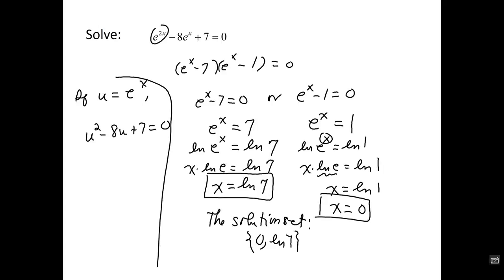If you like, you may use your calculator. 0 and the natural log of 7 is approximately 1.95.